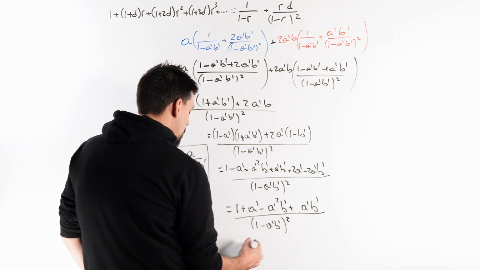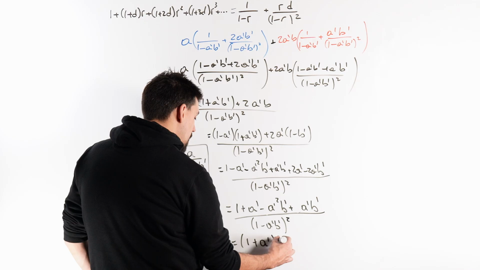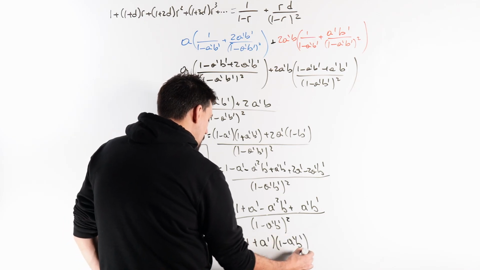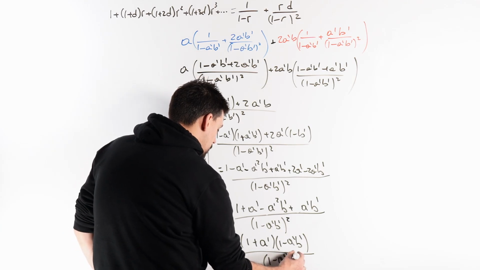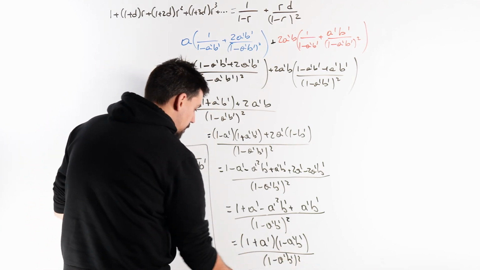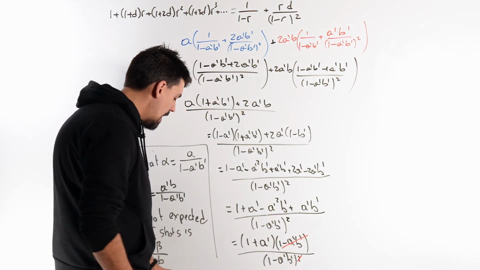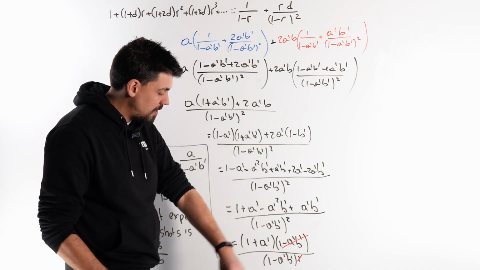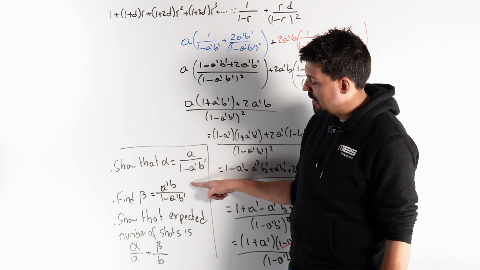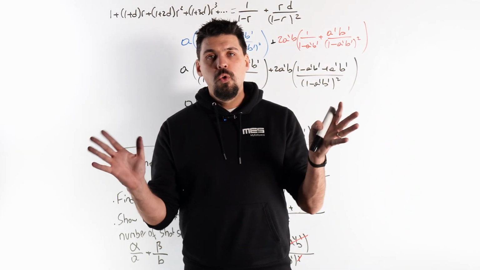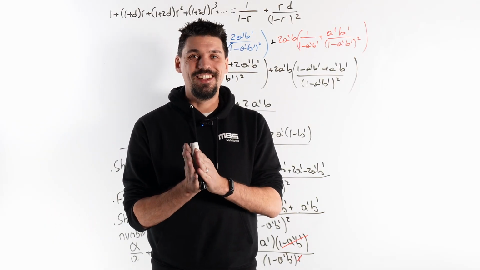Now, the reason that is important to me is because that is 1 plus a dashed times 1 minus a dash b dashed. And what you'll see is those two cancel out. And we are left with 1 plus a dashed over 1 minus a dash b dashed, which, as mentioned before, is exactly what alpha over a plus beta over b is. We got there. We just about made it in the end, with a little bit of double checking of work.